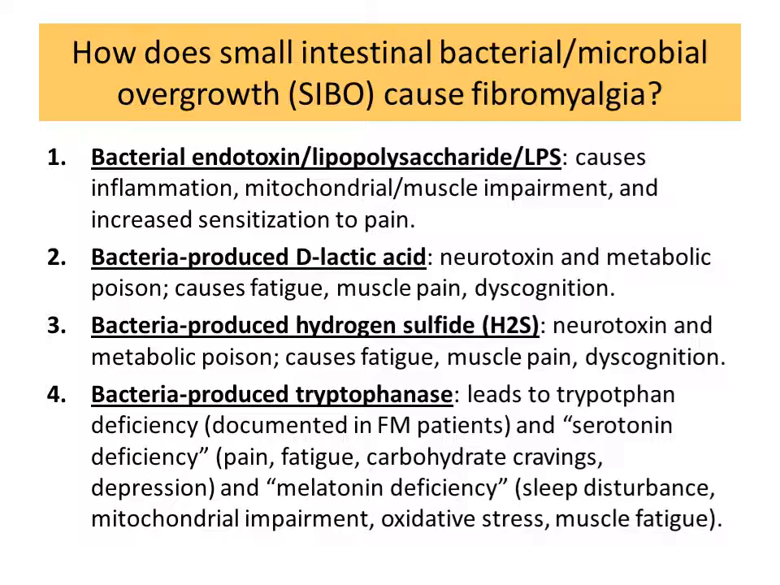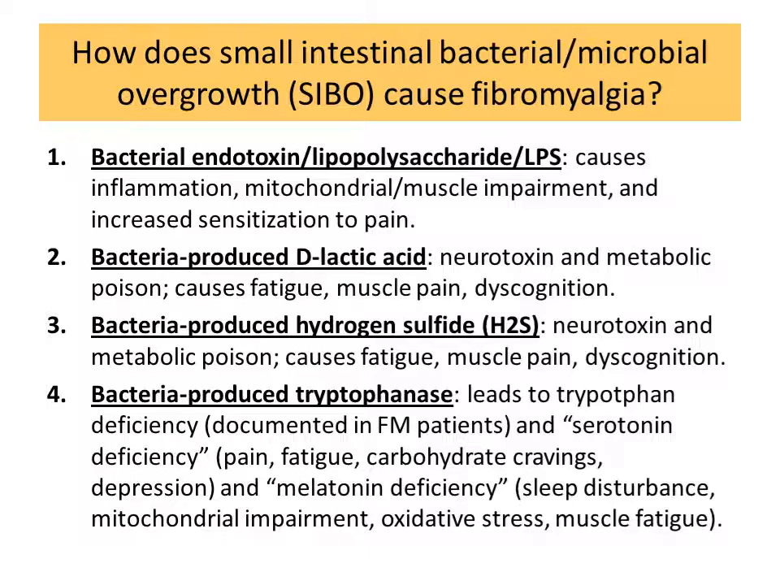Finally, on this short list, and of course there are other considerations mentioned in the book, but as far as my top 4, the 4th one is bacteria-produced tryptophanase. Tryptophanase is an enzyme that degrades tryptophan within the gastrointestinal tract. This, of course, leads to tryptophan deficiency or insufficiency. This has been documented in patients with fibromyalgia. They have low levels of tryptophan in their blood. Tryptophan is the precursor to the neurotransmitter serotonin, so if patients don't have enough tryptophan, they're not going to have enough serotonin. When patients don't have enough serotonin, they have pain, fatigue, carbohydrate craving, and depression, and usually some anxiety along with that.